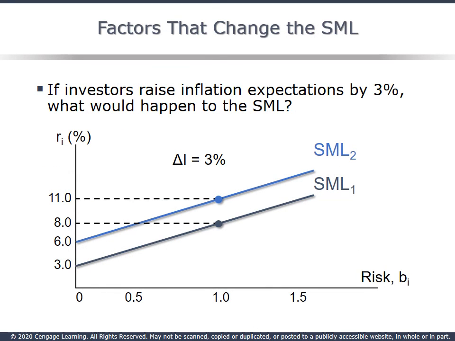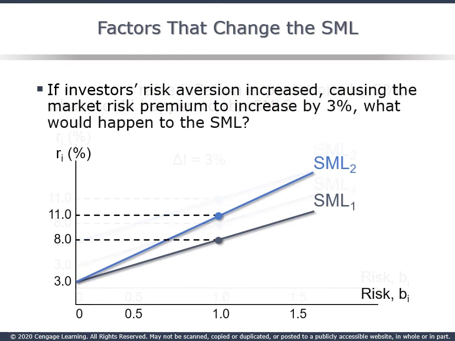Certain factors change the security market line. Remember, earlier I said that the security market line is just an equation for a straight line. So if investors raise their inflation expectations, what happens to the security market line? Well, then the entire line shifts up. If risk aversion changes, then the slope of the security market line will change.